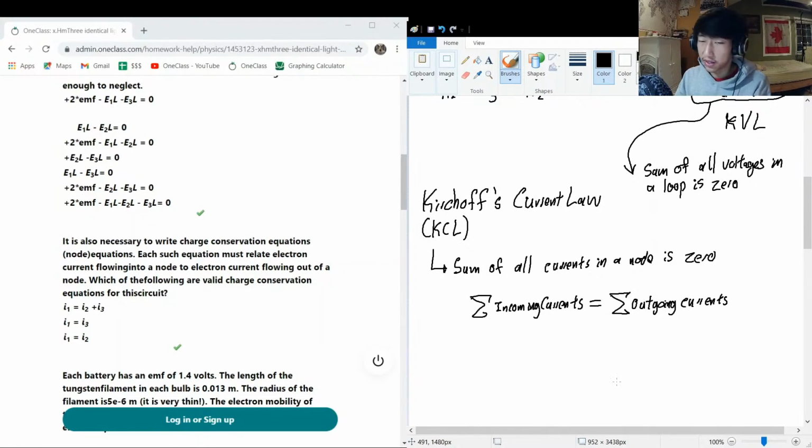I prefer to write it this way because otherwise you need to set a standard for if negative current is incoming or negative current is outgoing, and it doesn't matter which one you choose, which can really make it quite confusing. So I would recommend that you do the sum of the incoming on one side of the equals and the sum of the outgoing on the other side, and that way you won't need to worry about sign conventions as much.